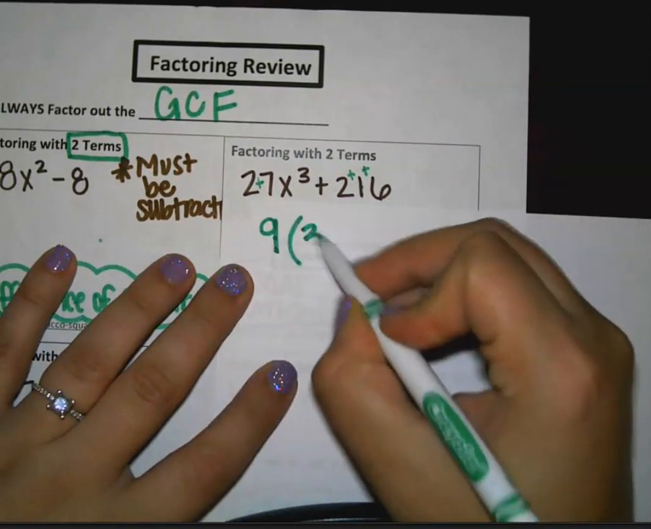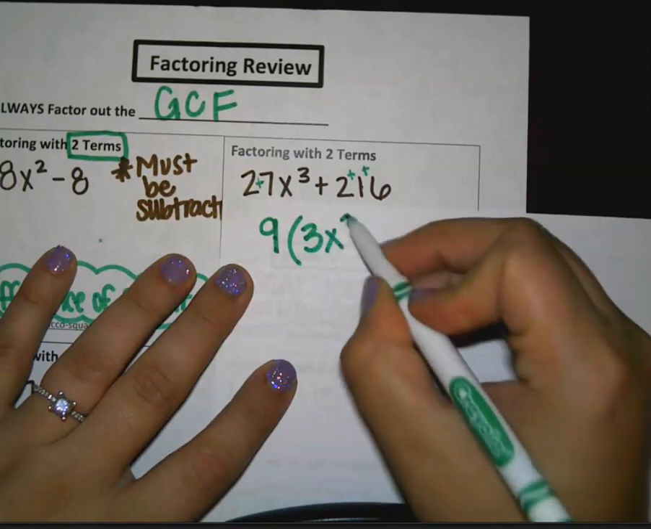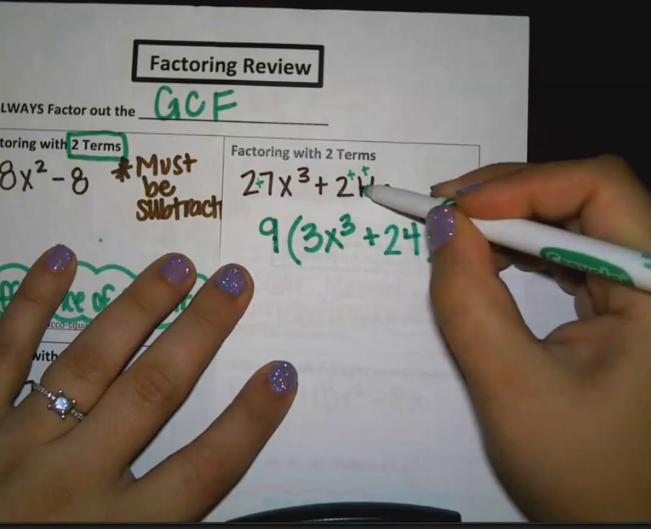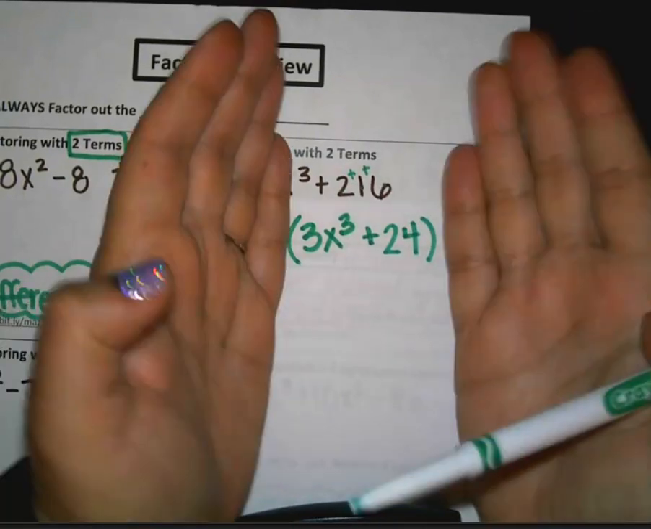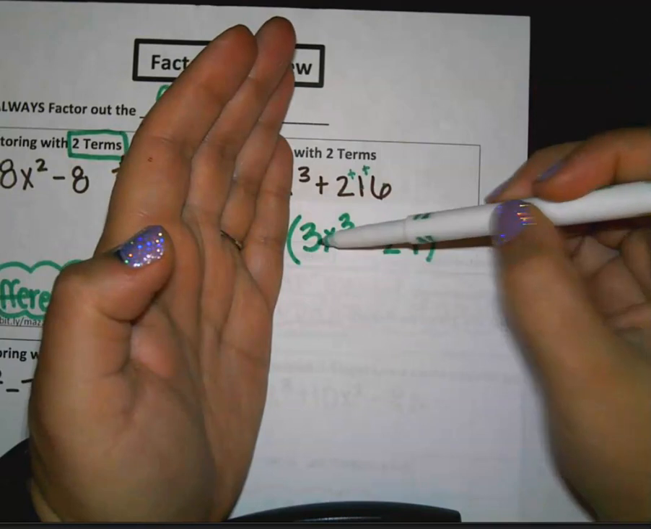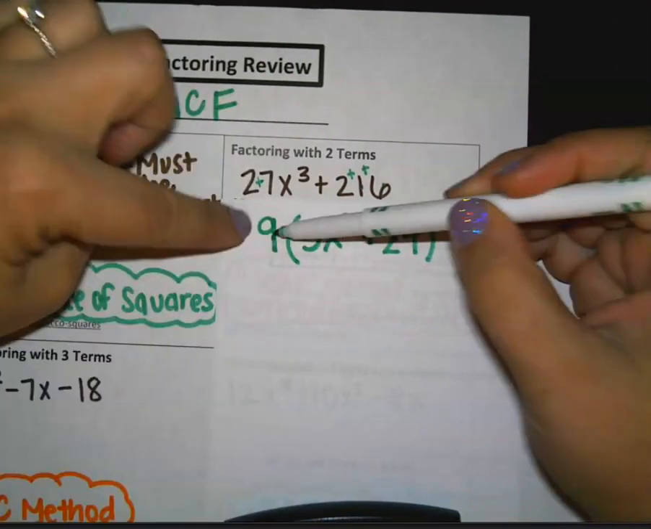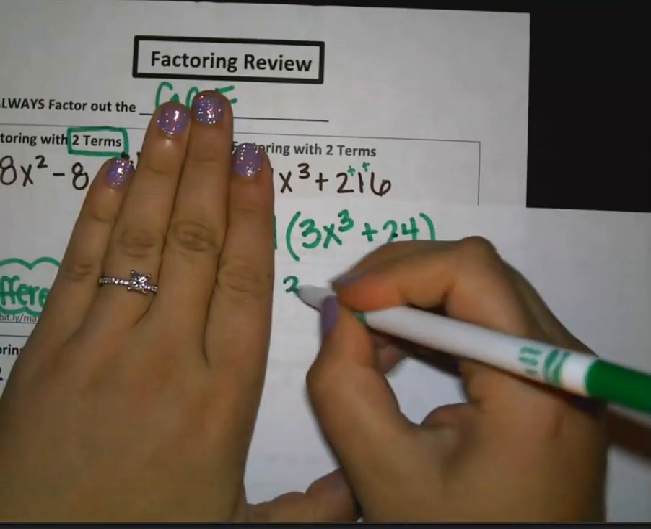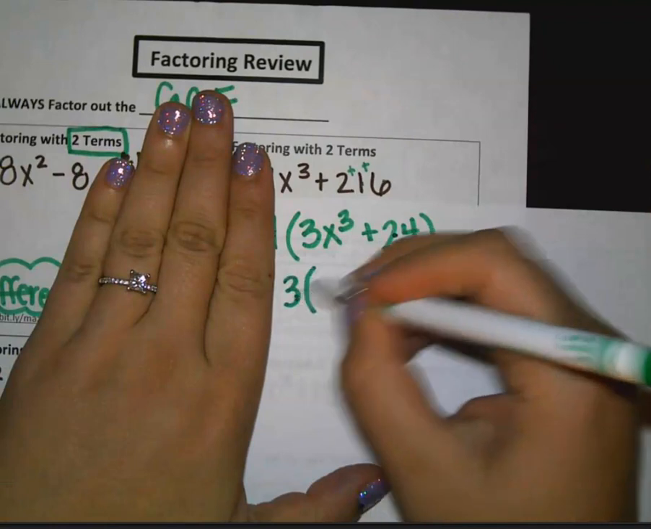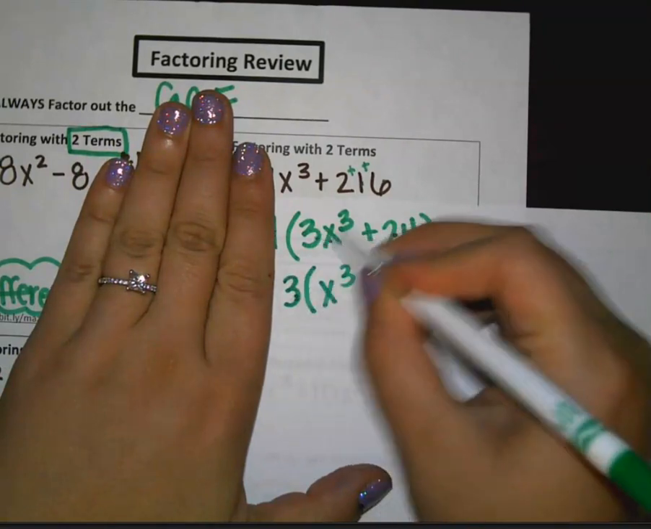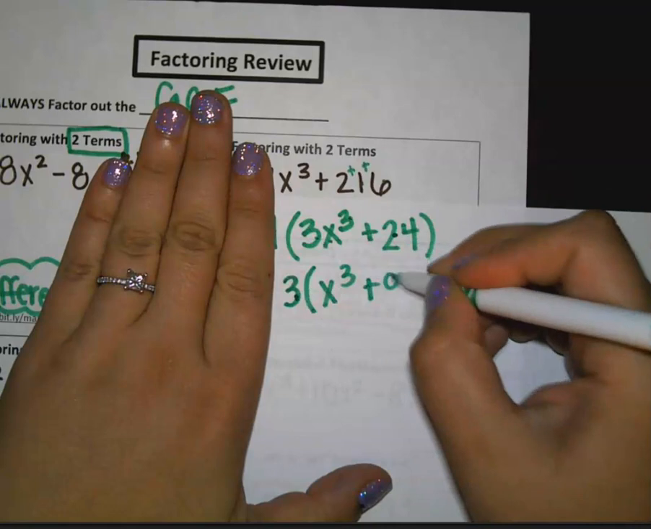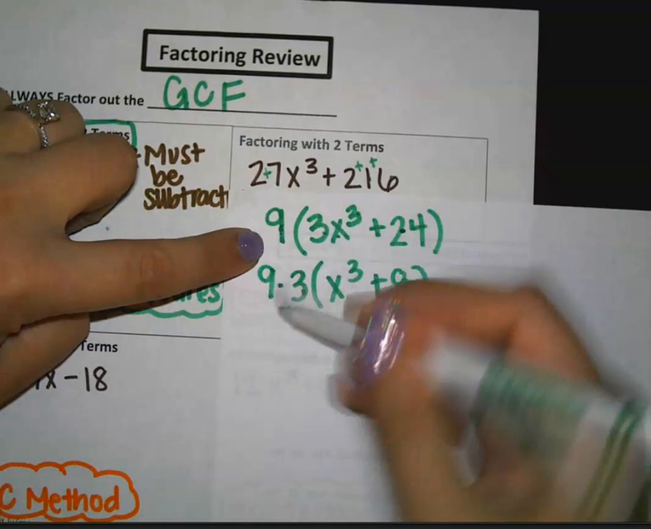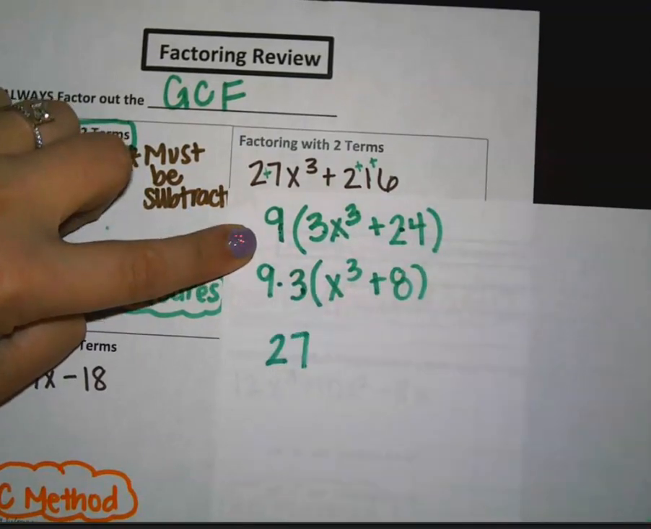So I'm going to use 9. 9 times 3 is 27. And then 9 times 24 is 216. Now, if you look inside the parentheses here, 3 goes into both of these. That's how I know 9 is not the greatest common factor. So now I'm going to have to do it again and pull out 3. So 3 times x cubed is 3x cubed, and 3 times 8 is 24. But there was already this 9 here, so the GCF was 27, not 9.